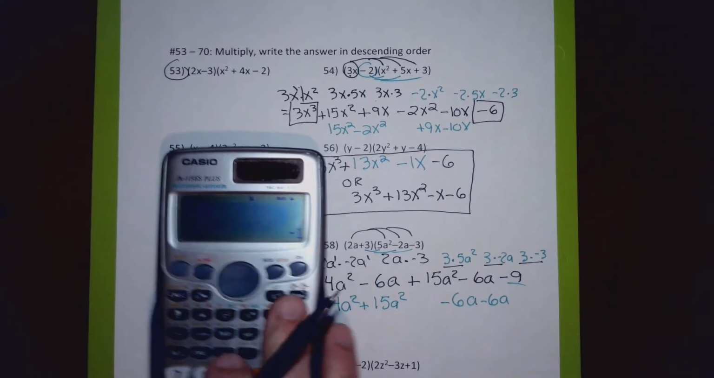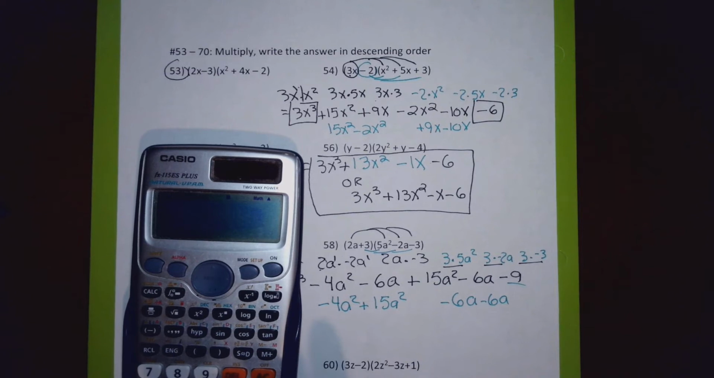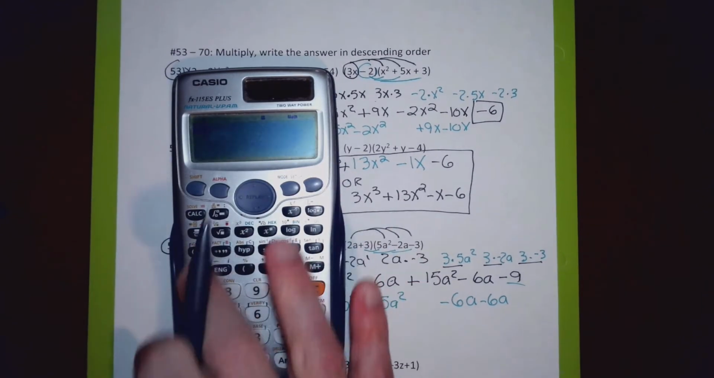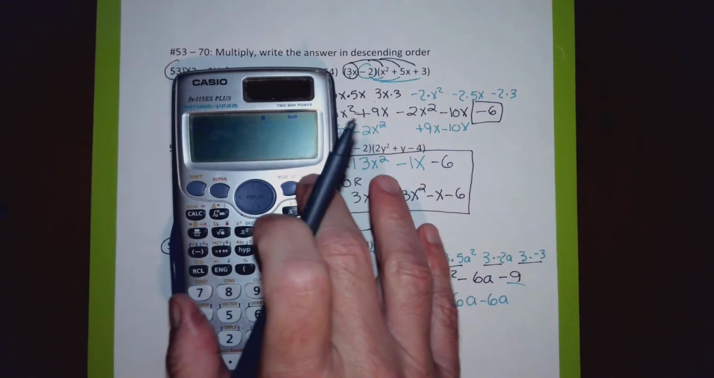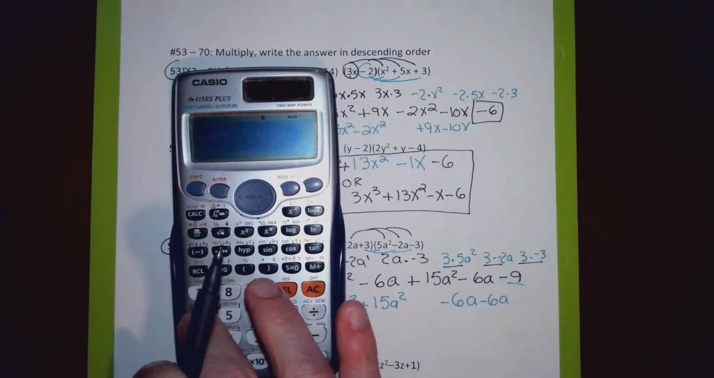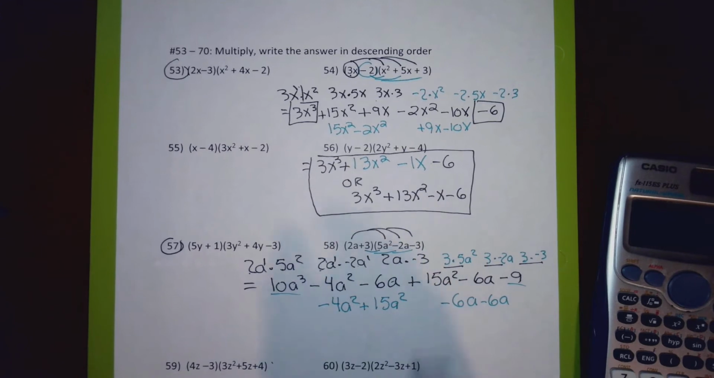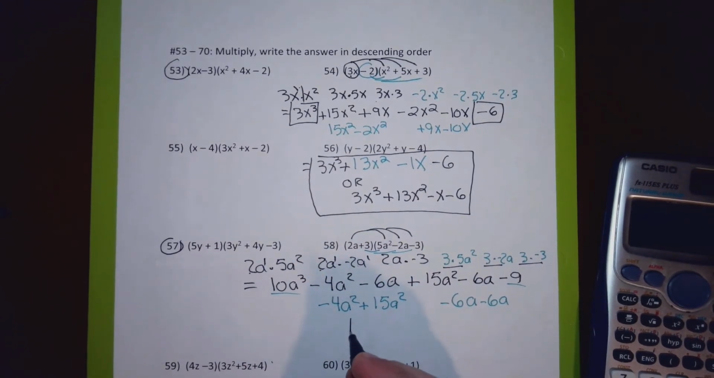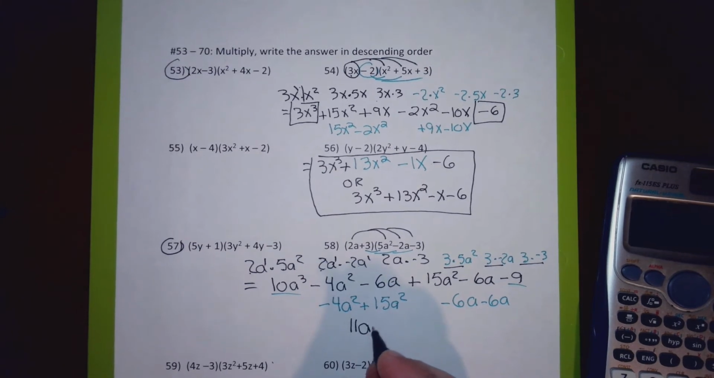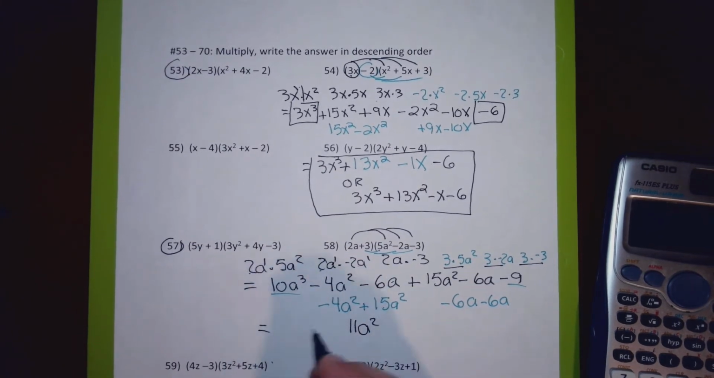So first, the minus 4a squared plus 15a squared. Just do minus 4 plus 15. And that gives me a positive 11. I did that sign, yes. So because they also have opposite signs, you just do 15 minus 4. So I'm going to get an 11 with the a squared. I'm going to bring down the 10a cubed.